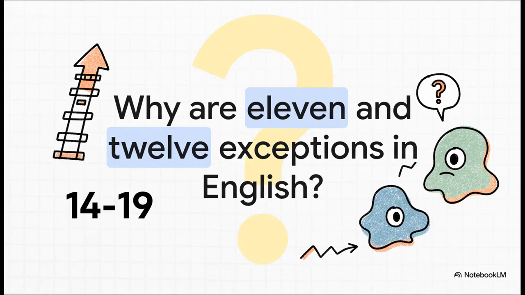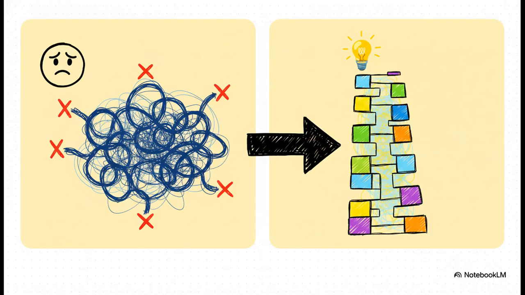I mean, think about it. 14, 15, 16, they all follow a really clear pattern. But then you get to the first two, and suddenly it's 11 and 12. They're total oddballs. They don't follow the teen rule at all. It's just one of those strange quirks you have to memorize, no questions asked. But what if we didn't have to?